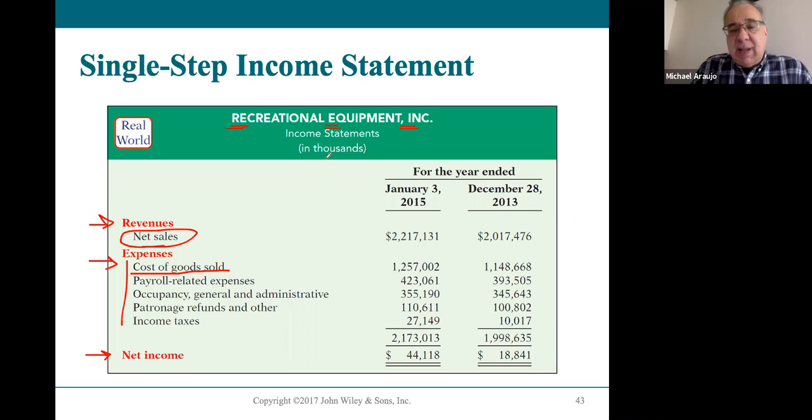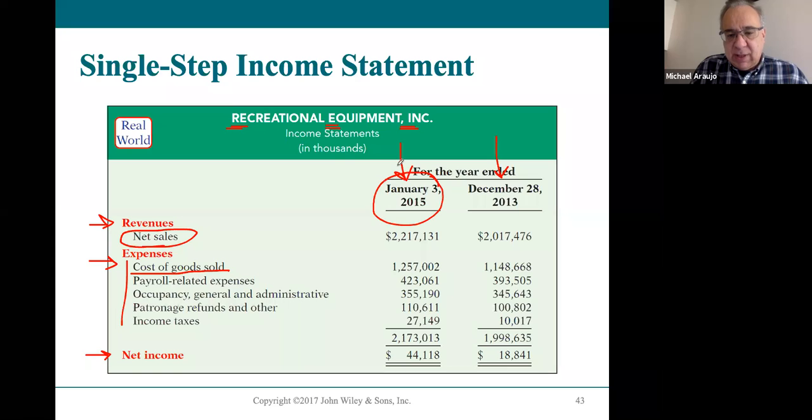Here is the income statement for REI for two concurrent years. One is the fiscal year ending January 3rd, 2015. And then the previous fiscal year actually ended a little bit earlier on December 28th, 2013. But this is basically a 1-year period, and this is a previous year. Net sales are reported first, and we're going to focus more on the 2015 numbers, or this particular column.